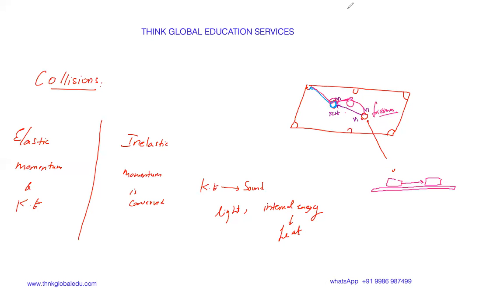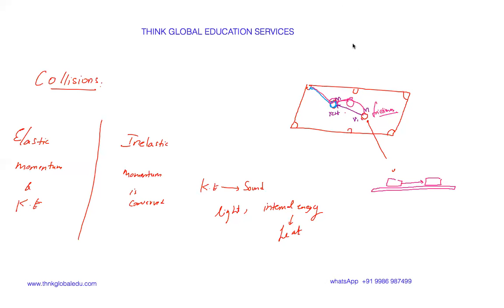Now, inelastic collisions. In inelastic collision, the example is cars colliding with each other, or any other collision that happens anywhere on the planet. In everyday life there are many collisions, and all of them are inelastic. Elastic collisions rarely occur, because kinetic energy will always be lost in some other forms.